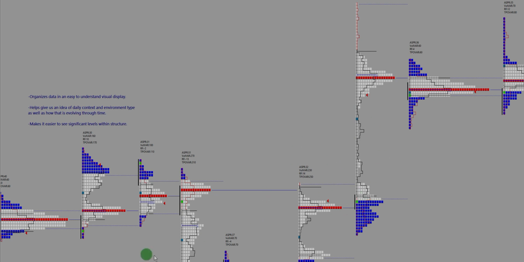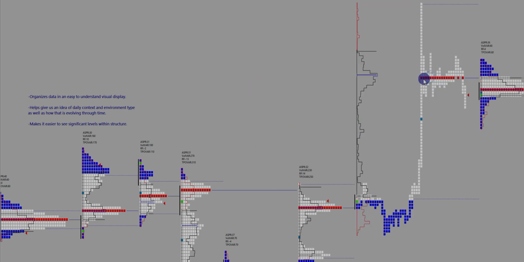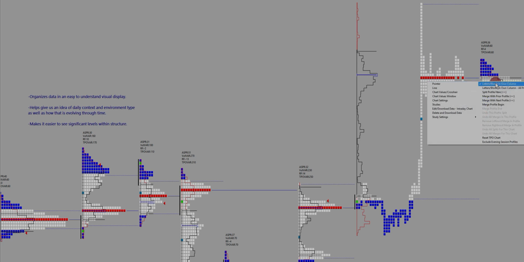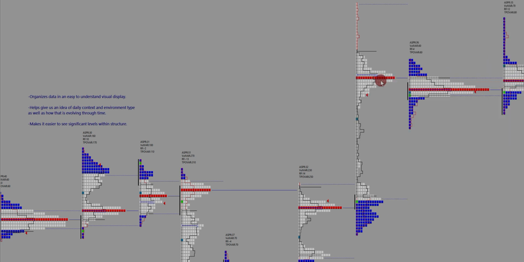Okay, and only through looking at this type of tool can you really begin to put things in context and organize data in this manner, right? Otherwise, if we were to open up this structure and look at everything as it is unraveled, you don't really get a complete idea, right? You don't really have an understanding of where we spent the most amount of time. You don't have an understanding of where we spent the most amount of volume. You don't know if those two even confirm each other. So this, again, helps us organize data in an easy to understand visual display.